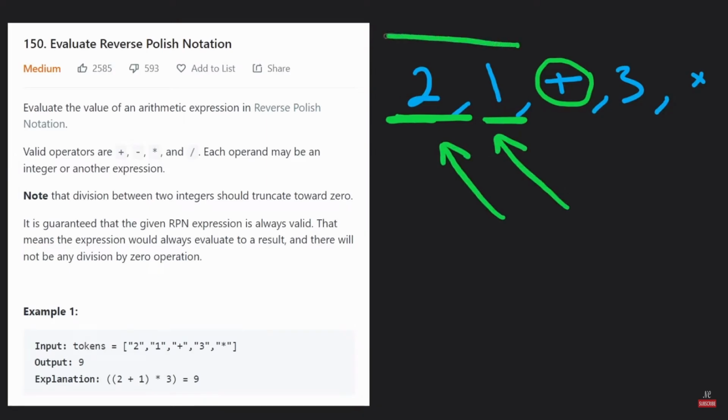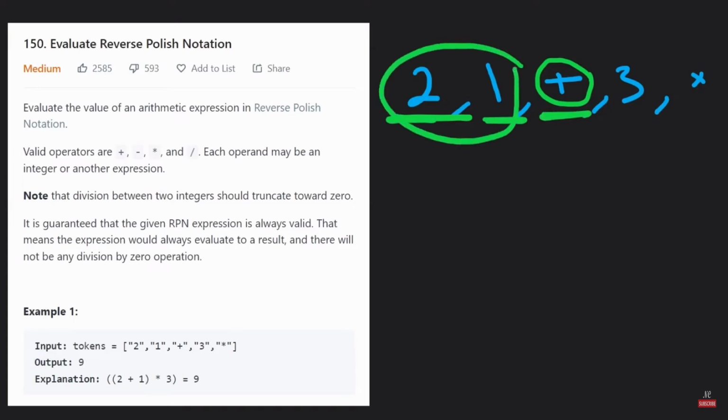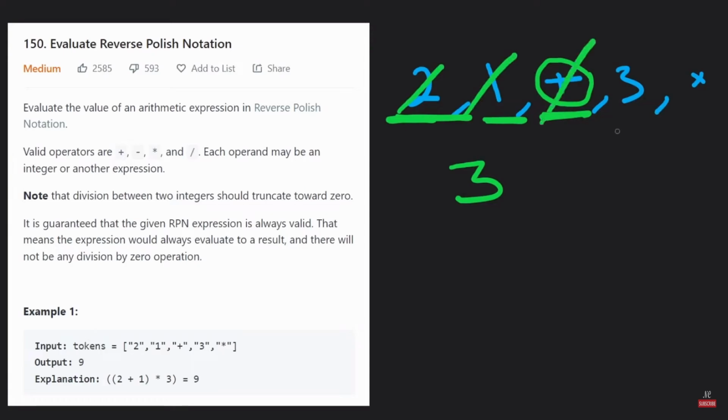And like I said, there's not going to be edge cases, so we're guaranteed that there are going to be two previous values. So in this case, what we would do is replace this 2 and this 1 by adding them together. So it's going to be replaced with a 3, right? So we can kind of forget these, and we already used this plus operator, so we can kind of cross it out as well. Now we have a 3 again, so I'm going to be kind of writing it down here just to kind of, basically say that we've seen that 3 before. Now we have the multiply operator.